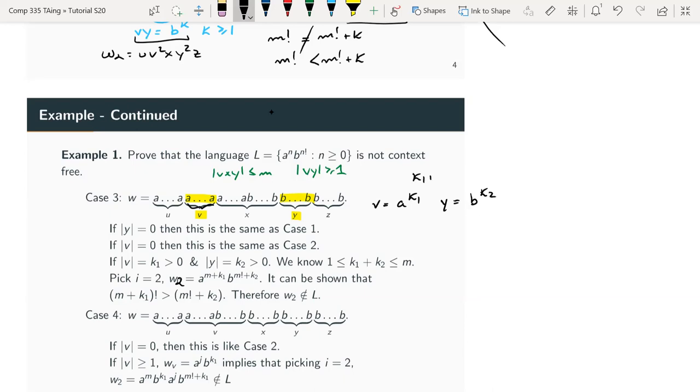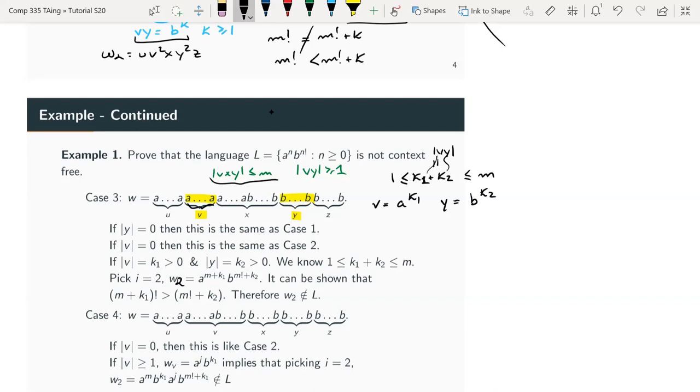And together, you know that K1 plus K2 is equal to the length of VY. This is between 1 and it's also going to be at most M. It's at most M because of this restriction. But really, don't get confused by the fact that I have a K1 and K2 here. K1 is just the length of V, and K2 is just the length of Y. Okay. So now that you've identified what V and Y look like, what are their representations?